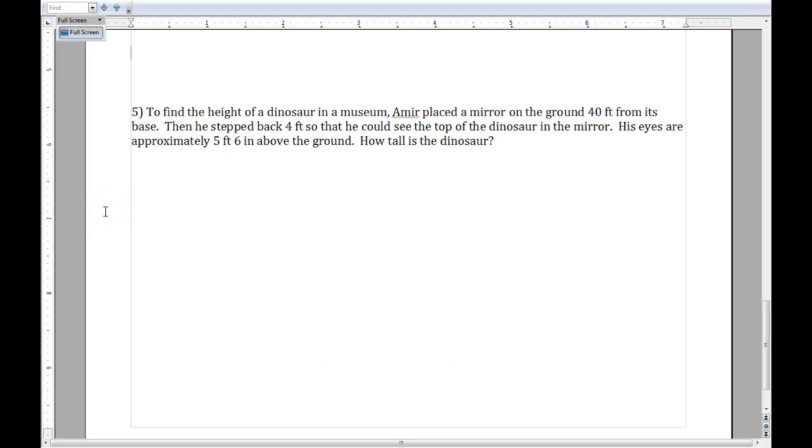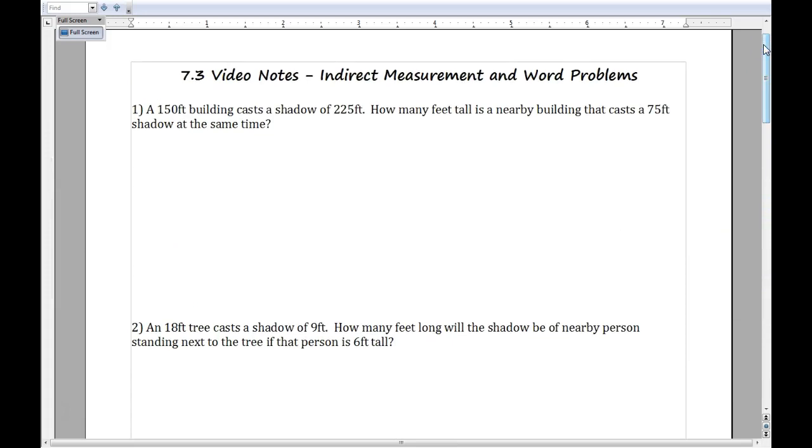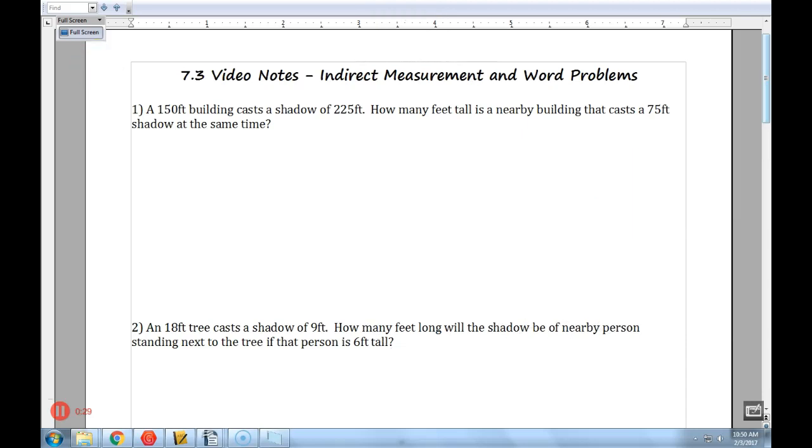Indirect measurement is basically a way to measure the height of something without actually climbing up to the top of it and holding a tape measure or using some other electronic way of measuring. It's to kind of go old school and use shadows and things of that nature. So we're going to try to set up some similar triangles on these problems, and it should allow us to find the height of things that we may not know. So let's look at the first problem here.